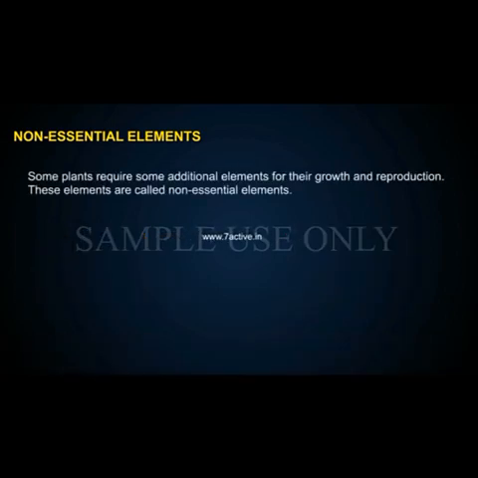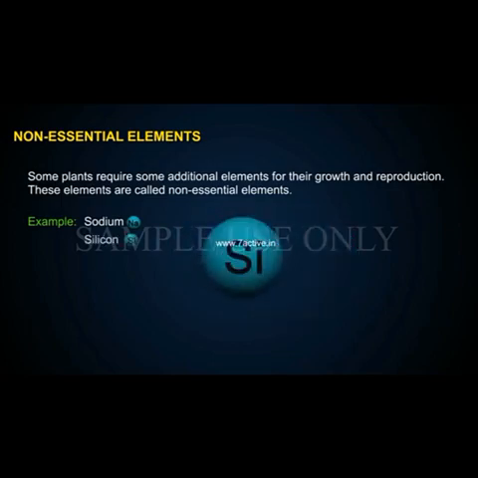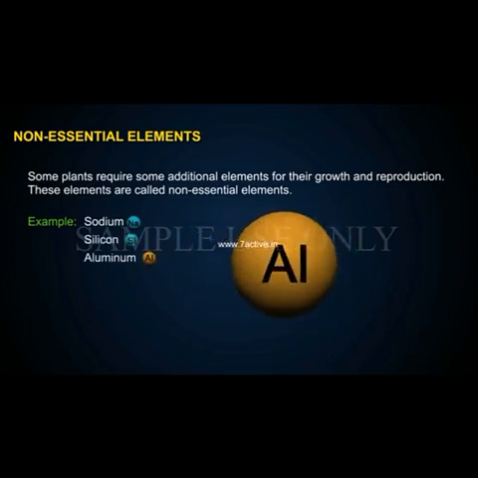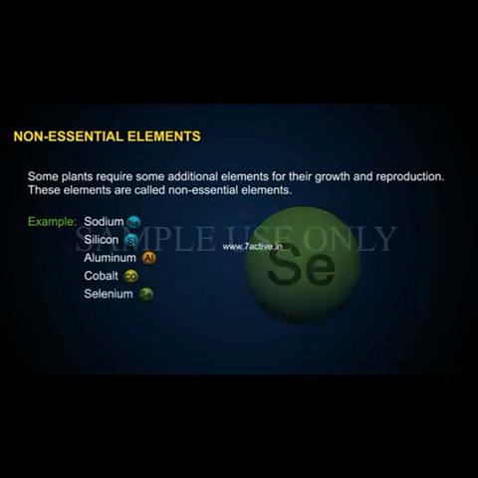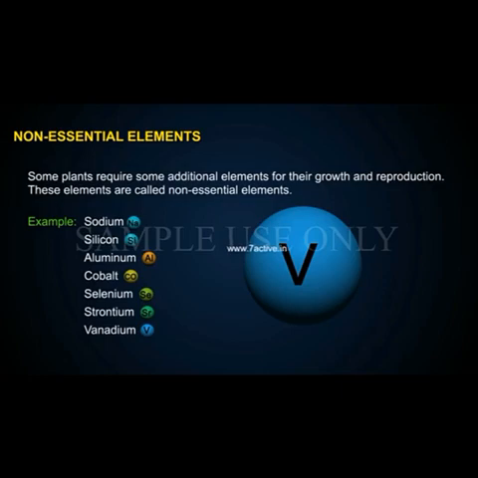Some plants require some additional elements for growth and reproduction. These elements are called non-essential elements. Example, sodium, silicon, aluminium, cobalt, selenium, strontium, vanadium.